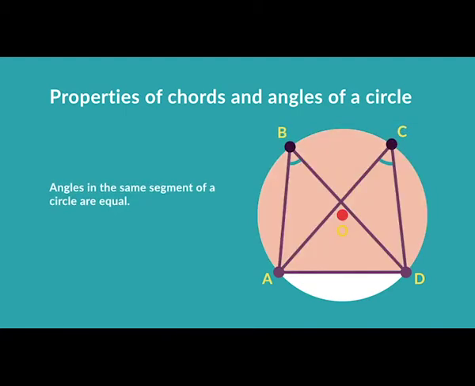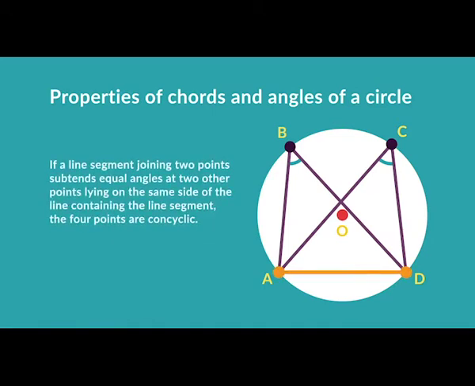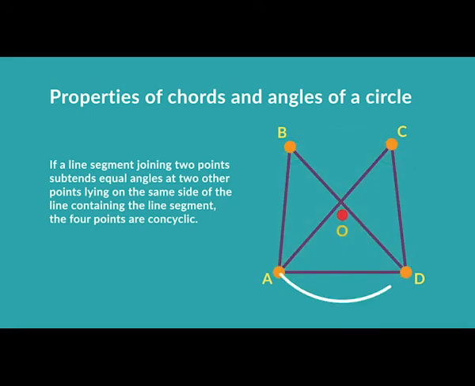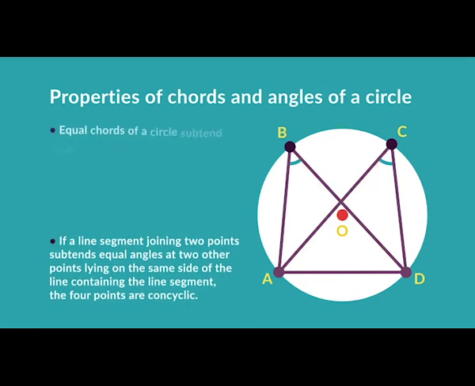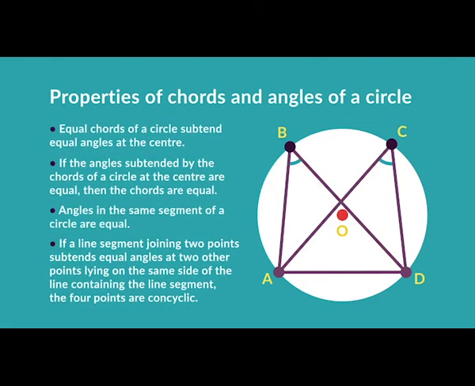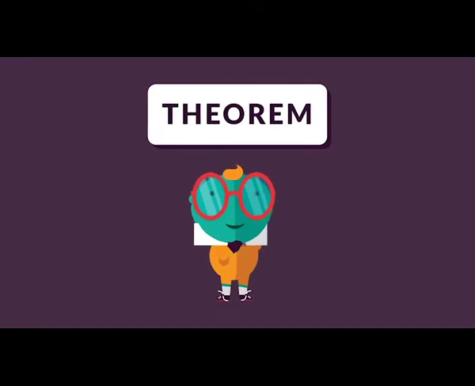Angles in the same segment of a circle are equal. If a line segment joining 2 points on the circle subtends angles at 2 other points lying on the same side of the line segment, the 4 points are concyclic, meaning the points lie on a common circle and are therefore the same distance from the center of the circle. So, shall we move on to the theorems?